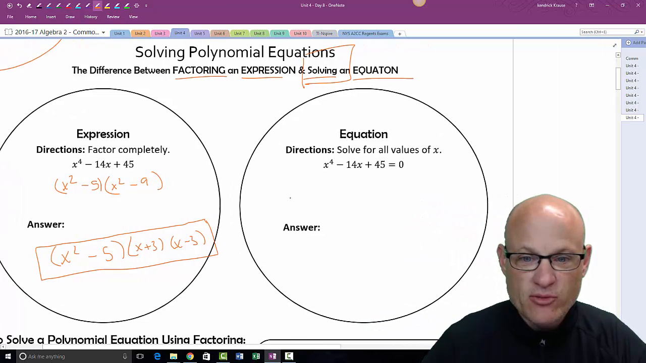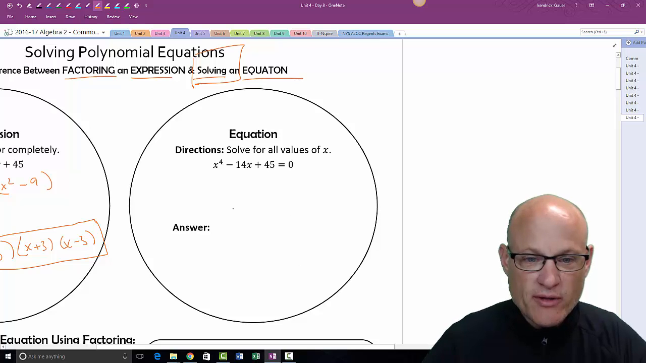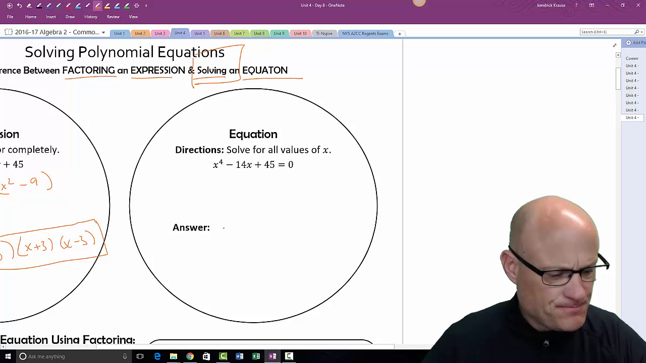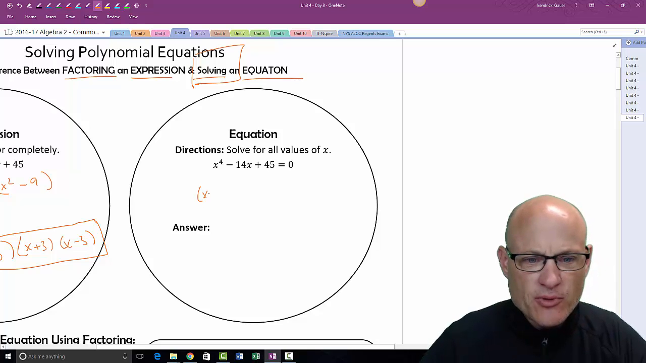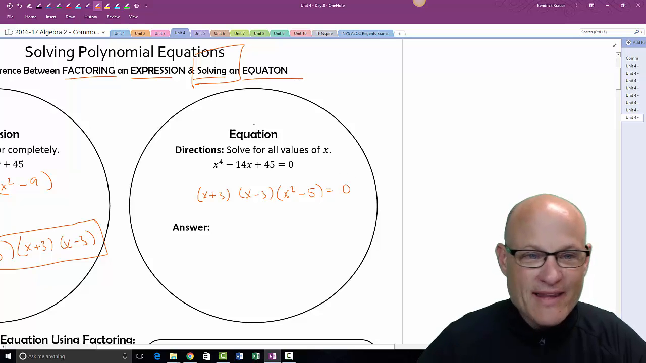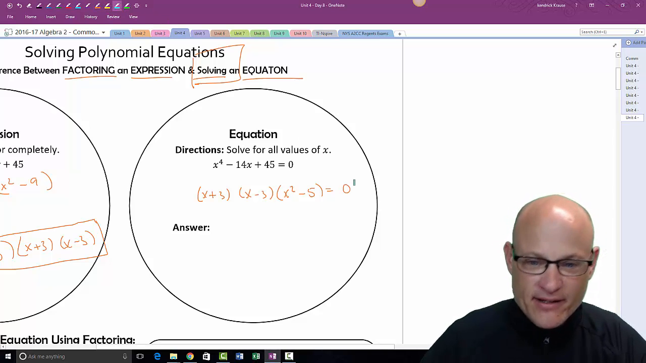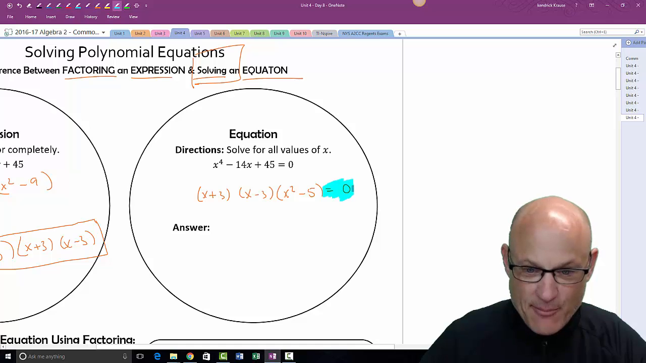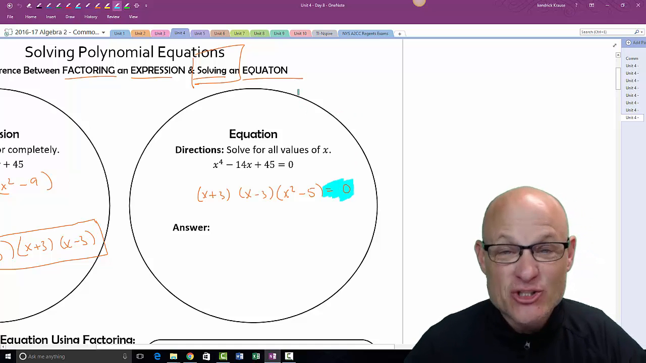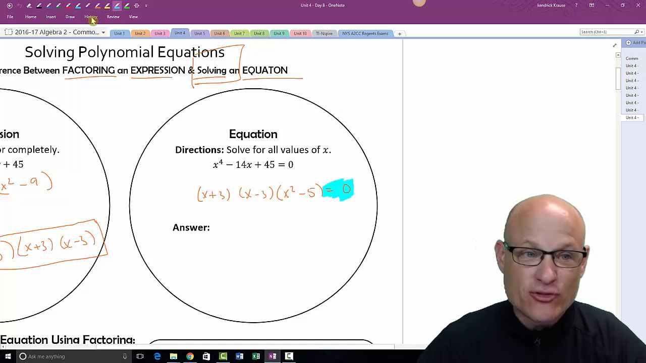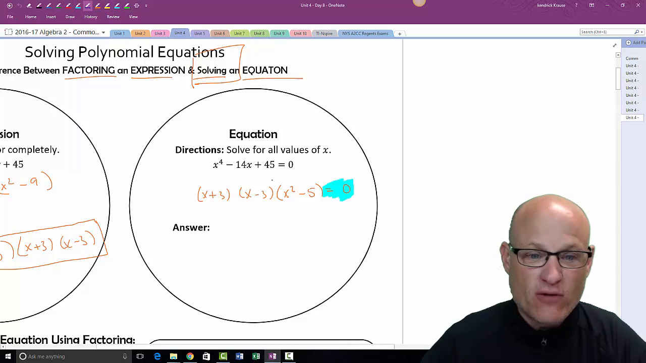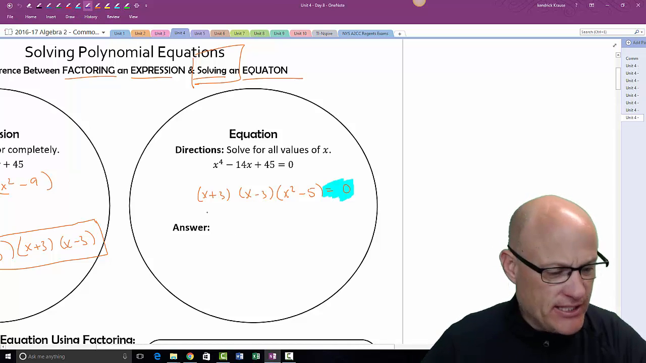Now let's take a look at what it means to be an equation. Well, we already factored it. We already know that it's x plus 3, x minus 3, x squared minus 5 equals 0. But we've got this little piece here at the end. And what that piece means is you have to give me a solution, not factors, but a solution. You have to keep going. You have to solve it. So I need to set this one equal to 0.